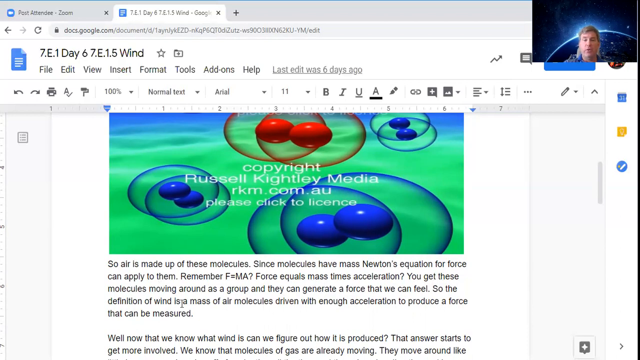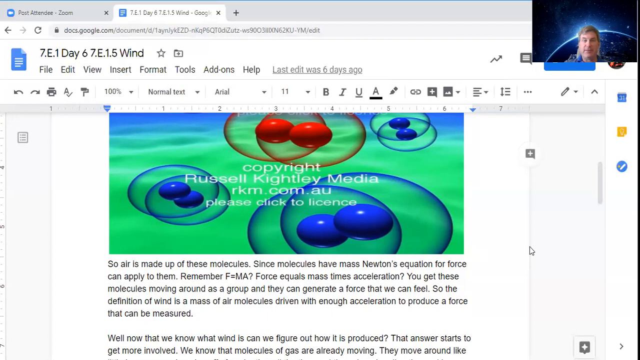But again, wind is a mass of air molecules, a group of these things, driven with enough acceleration. Remember, F equals ma, gotta be accelerating. There's a force that can be measured. So remember, when you push the little thing that spins around that says, hey, the wind's blowing, or you push the tree over because it's moving, there has to be what involved? A force. In order to have a force, you have to have a mass and an acceleration. Just remember those things, mass and acceleration. So if these molecules got up to a constant speed and stayed there, guess what? They're not accelerating anymore. You wouldn't actually have wind.